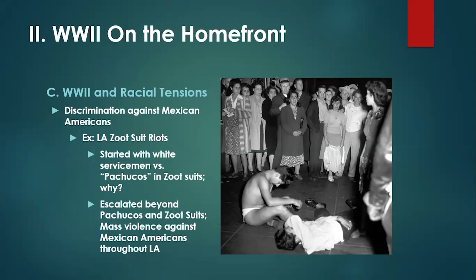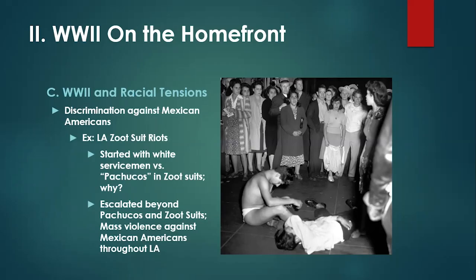So, with this mindset of them being, quote unquote, unpatriotic for having this extra fabric on their clothes, in some cases there were attacks throughout Los Angeles carried out against some of these Pachucos by some white Navy servicemen. They would beat some of these Pachucos down, rip their clothing off of them, and just leave them laying there in the street, as we see pictured here.